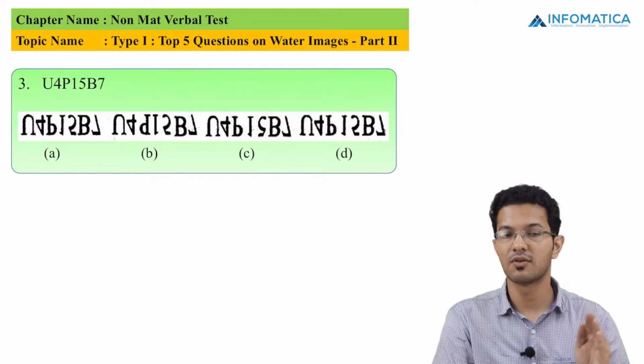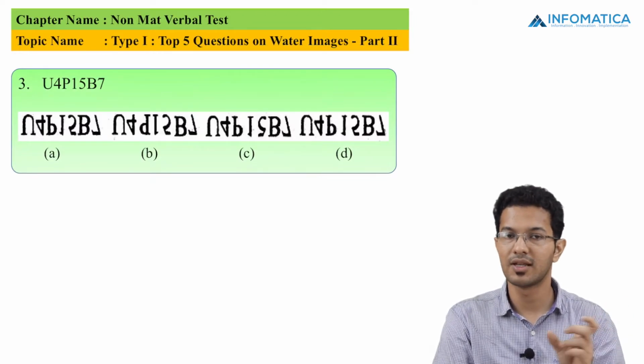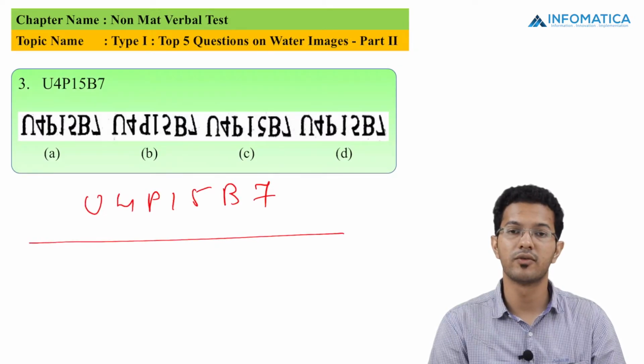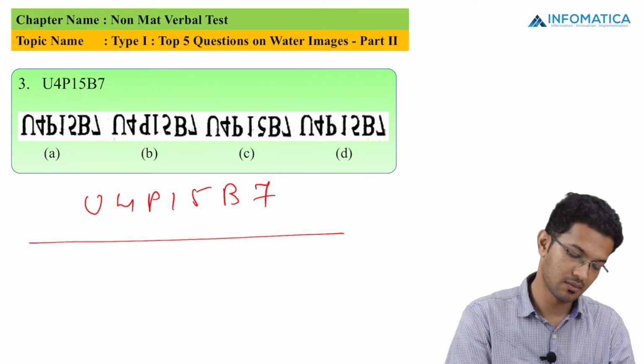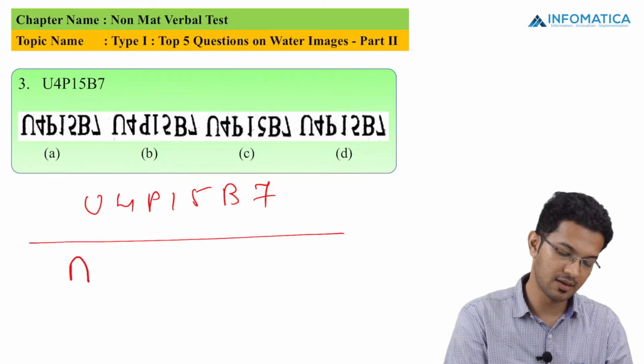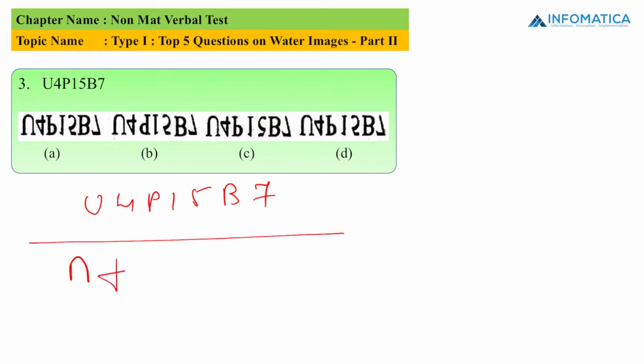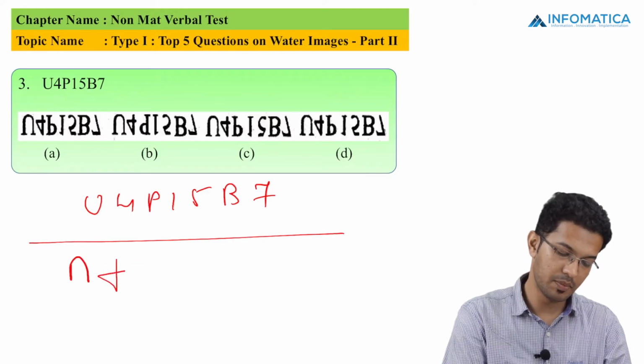So as we know, first thing what we do is we write down the given MCQ. And now we are going for the reflection. So U will be written like this. Then I go for the number 4. Then I'm going for P. It looks somewhat like this.